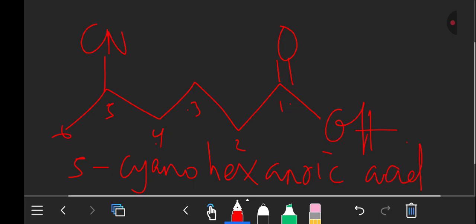I want to indicate the position of the carboxyl group because carboxyl groups are always at the first position.